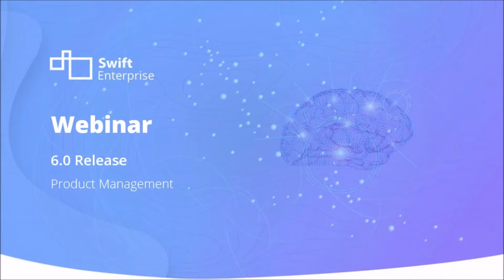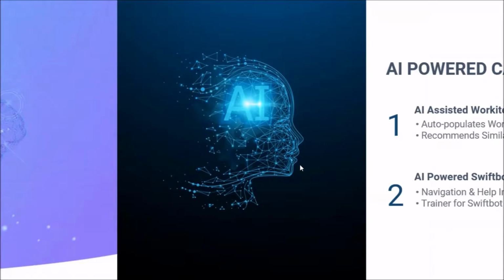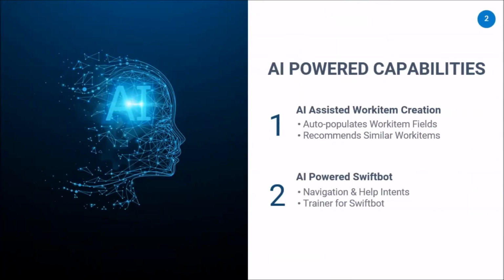So without further ado, let's get started. We'll first look at the AI-powered capabilities that we have launched in this version. So we'll look at how work item creation has become much easier with the help of AI. And also we will look at all the enhancements that we have done for our AI-powered Swiftbot.